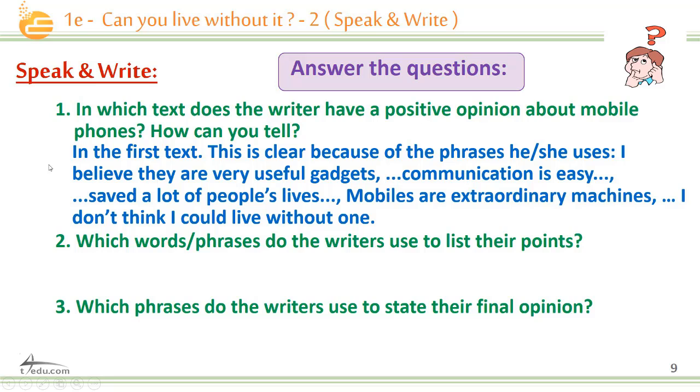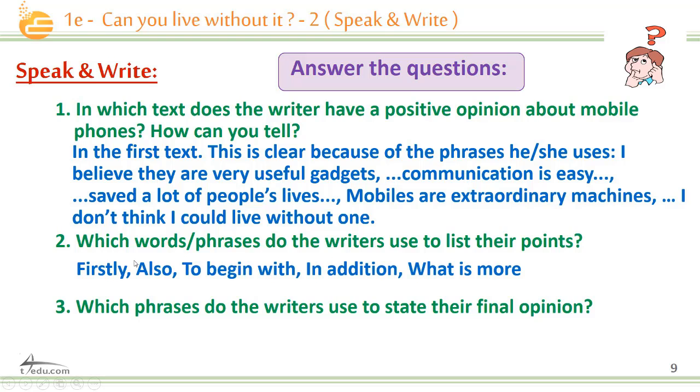Now, which words or phrases do the writers use to list their points? As we said, these are linking words we use to list. Firstly, in addition, also, next, all these words. To begin with, what is more?